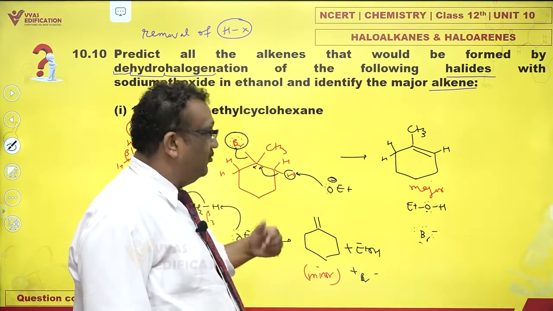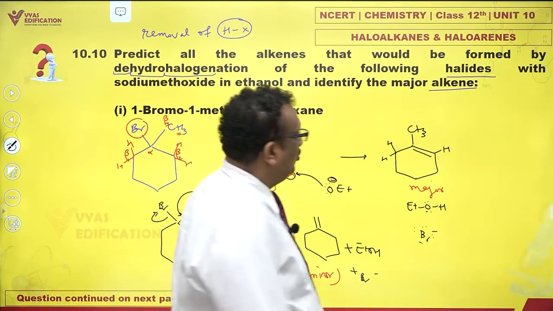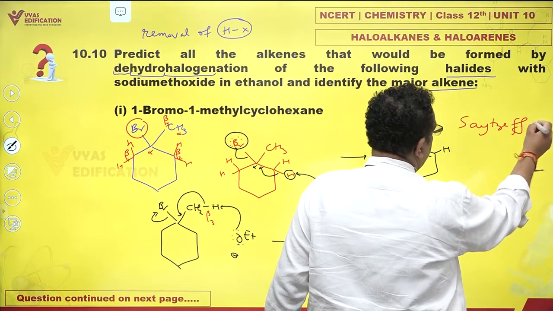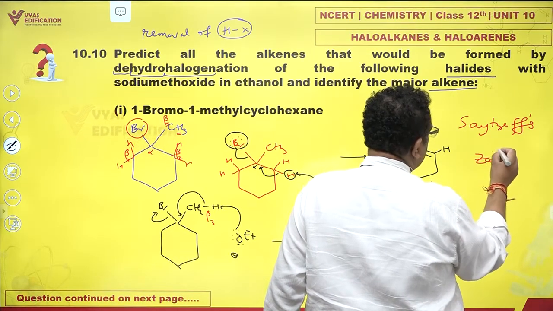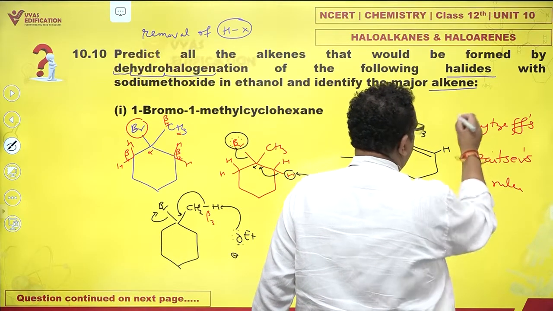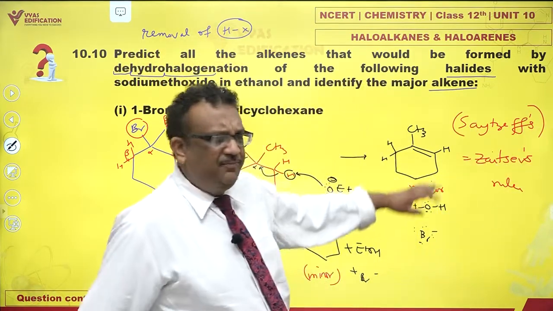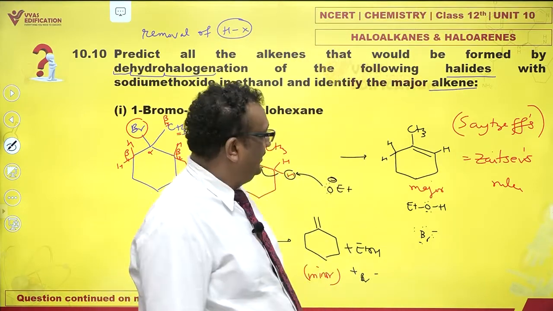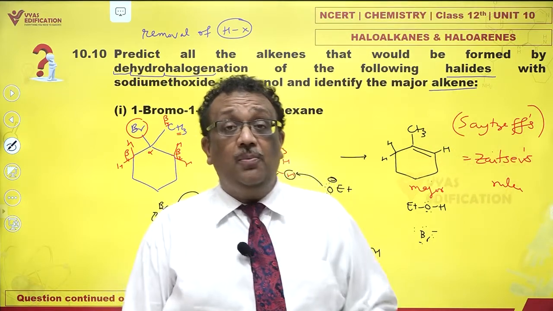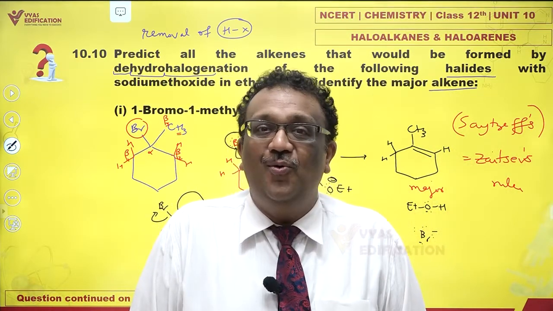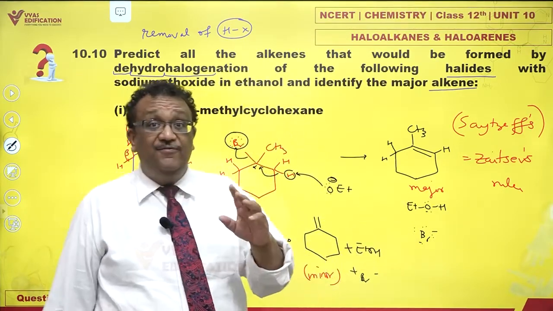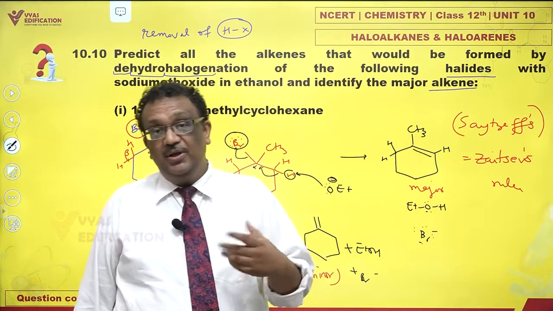Major and minor. Why is it major? Why is it minor? There is a rule, as I said, called Zaitsev's rule. Now, what is the rule? It says that the more branched alkene is the more favored alkene. If you are getting 2 different alkenes, then the alkene with more branches is the major product.